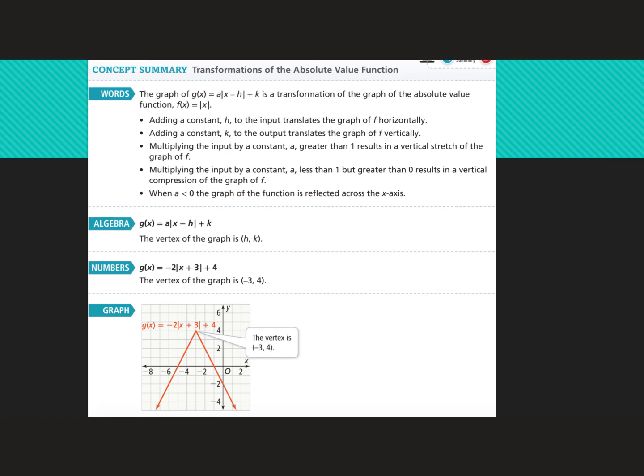Here is our concept summary: transformations of absolute value functions. This is how we use all of what we went through. Adding a constant h to the input translates the graph horizontally. Adding k translates vertically. Multiplying by a greater than 1 is a vertical stretch. Multiplying by a less than 1 but greater than 0 is a vertical compression. And when a is less than 0, the graph of the function is reflected across the x-axis. It looks like this. This is the one we just did, and this is what the graph looks like.